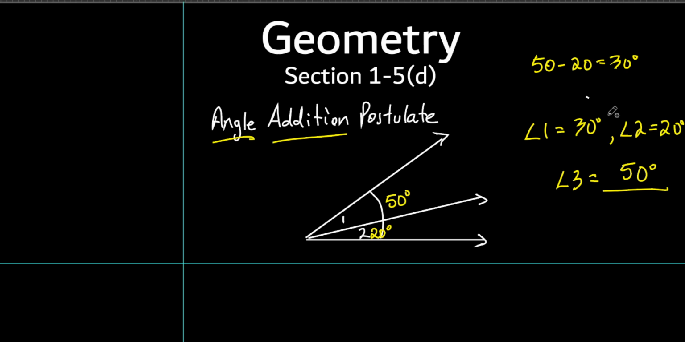But it's not always going to be quite that easy. It's not always going to be like a 20 degree and a 30 degree, that kind of thing. Sometimes they're going to put some algebra in there. They're going to put some variables in there. I'll have to look at the homework. They may not.